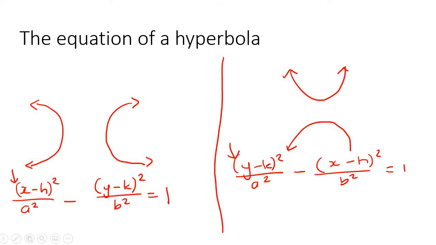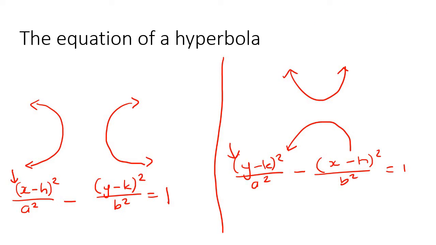Another thing is that when we were busy with ellipses a few lessons ago, a was always bigger than b. That was for an ellipse. For a hyperbola, that does not have to happen. A can be bigger or b can be bigger. They can even be the same. So a does not have to be bigger than b like for an ellipse.